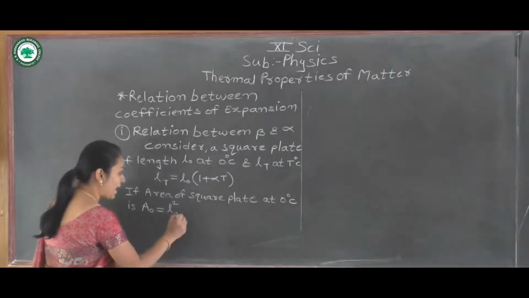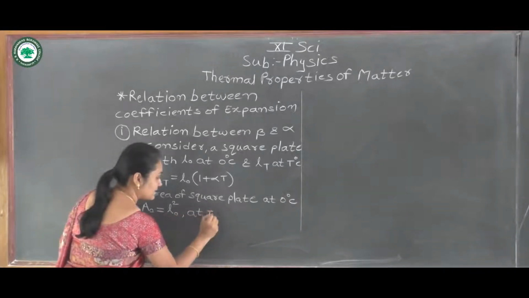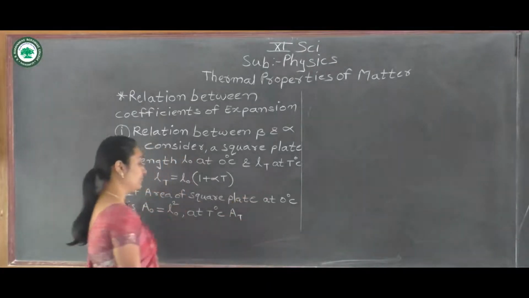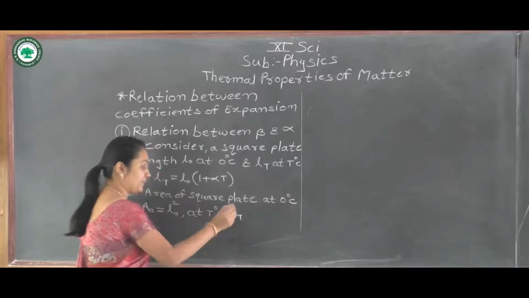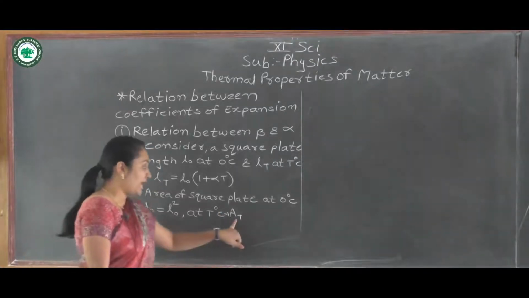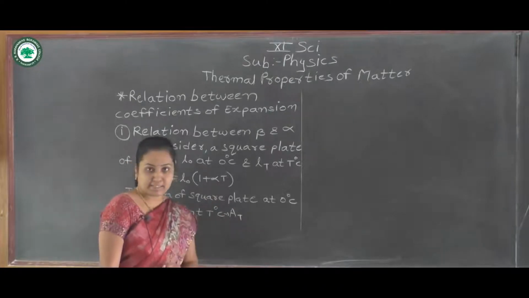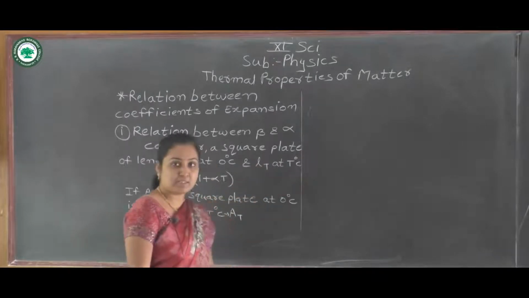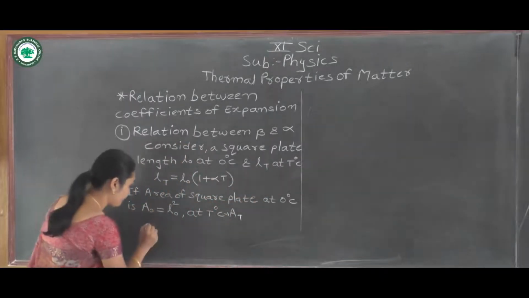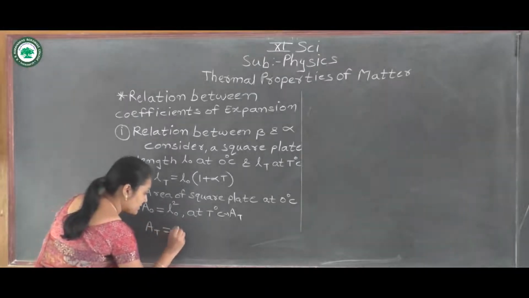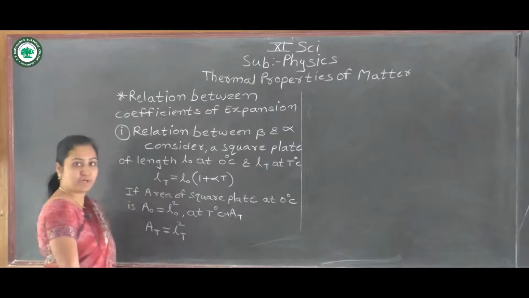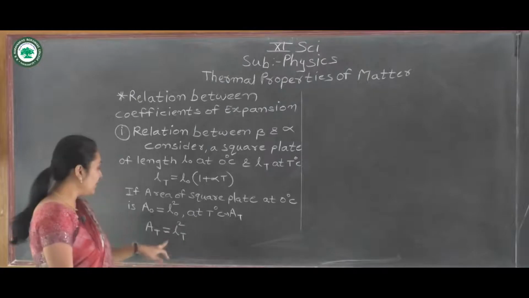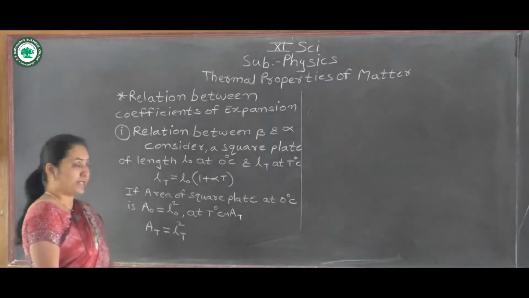Similarly, at T degree Celsius, the area is AT. So if AT is the area at T degree Celsius and LT is the length at T degree Celsius, we can write AT is equal to LT square. So we can find the area at T degree Celsius, AT is equal to LT square.